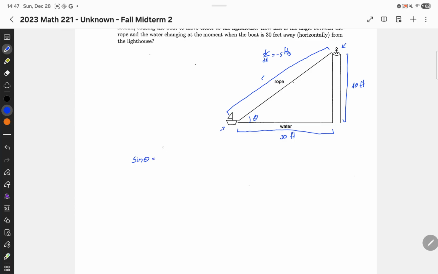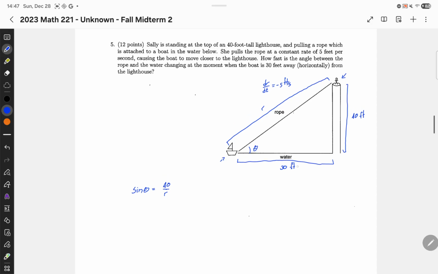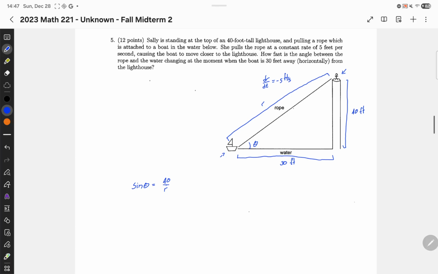In this case, the opposite is a constant, 40 feet, and the hypotenuse we'll just call r for the radius. The reason we don't want to use this 30 feet at the bottom, even though I labeled it as well, is because that's changing with respect to time, whereas the height, or the opposite side, is not. So we're going to be able to simplify it down to one variable.